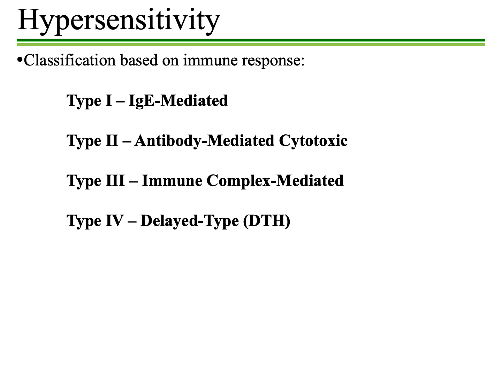The last category or classification is type 4, which is known as delayed type of hypersensitivity, and this is a mechanism that depends on the activation of T cells. Antibodies are not involved in this particular type of hypersensitivity.